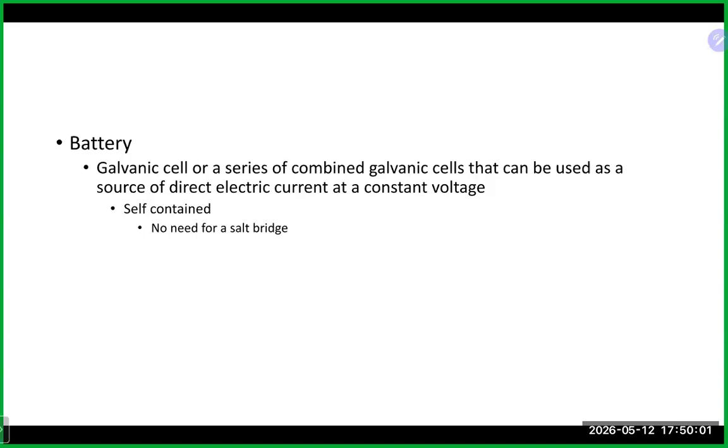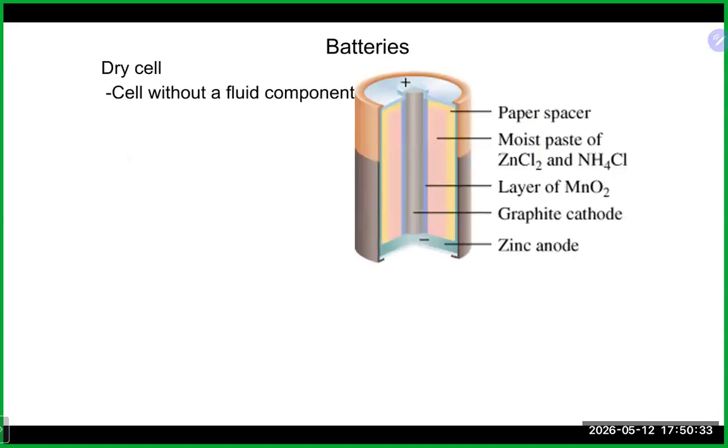And again, basically, you don't need to know any specific reactions for any specific batteries or anything like that. Just know the similarities and differences between a battery and a traditional galvanic cell. So a battery is a galvanic cell or a series of galvanic cells used to provide direct current. They're self-contained, and do not have a salt bridge, obviously. It would be a little messy. Try to put that in your battery compartment, I suppose.